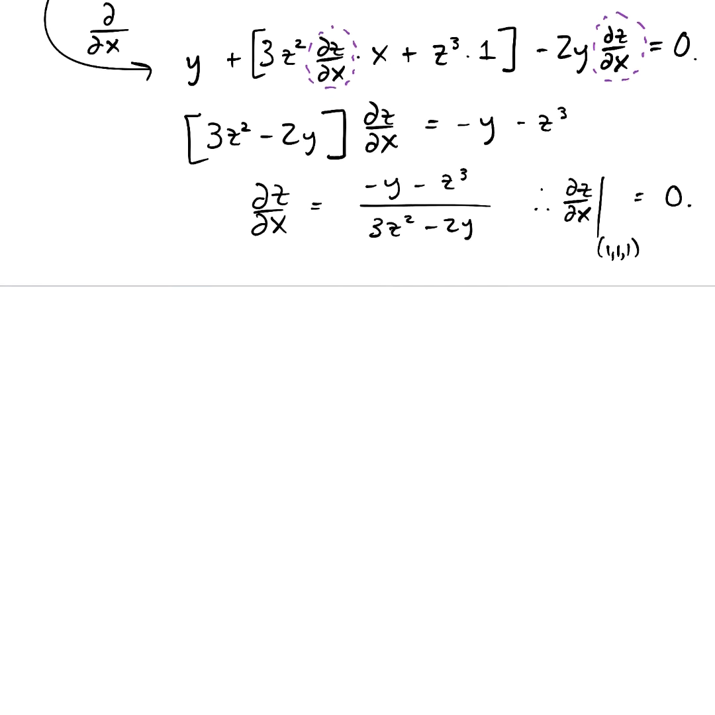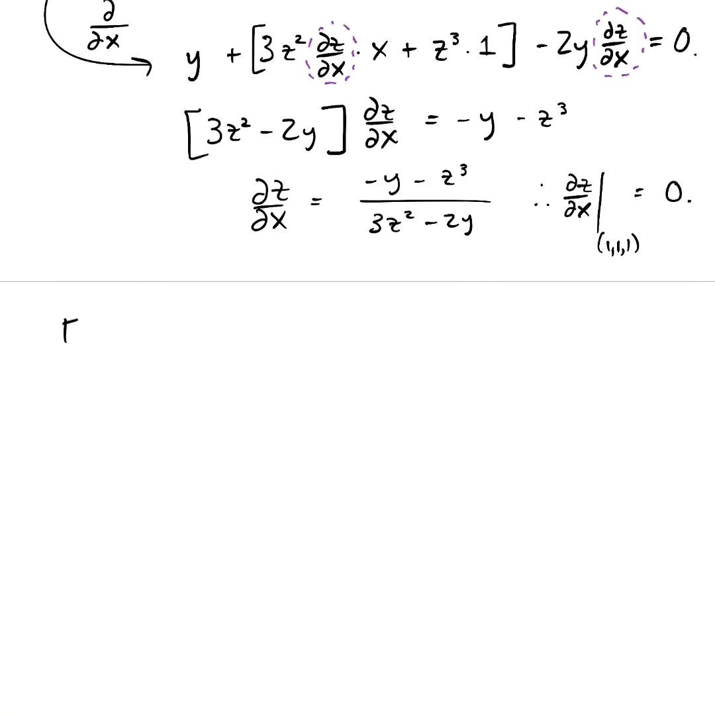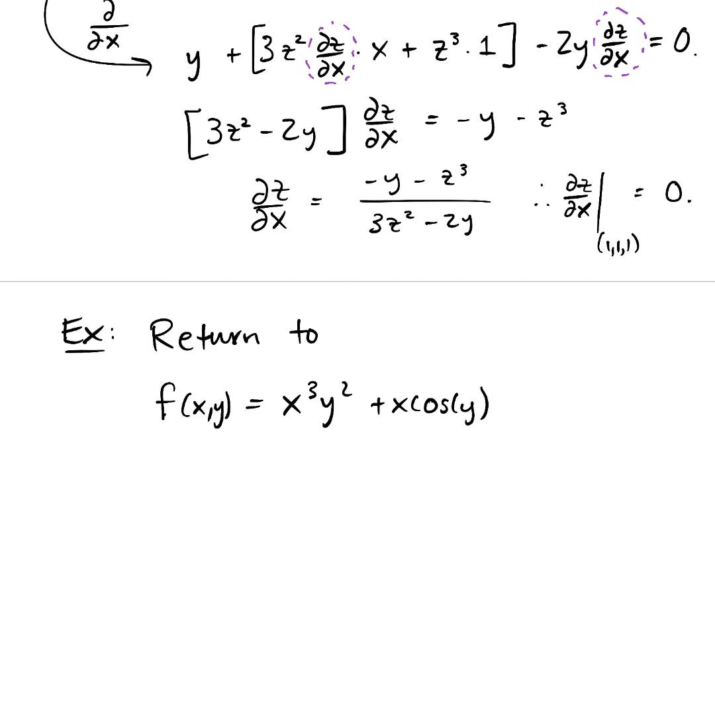Okay, let's return to an example from Monday and think about taking more partials. So I remember on Monday we had this. Return to f of xy equals, I think it was x cubed y squared plus x cos y. I think that was our function. That was one of the examples from Monday.